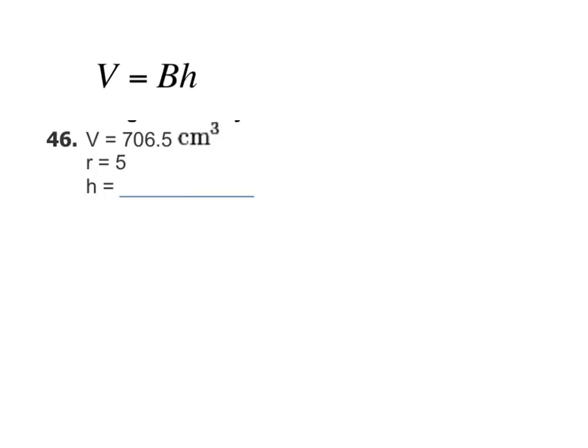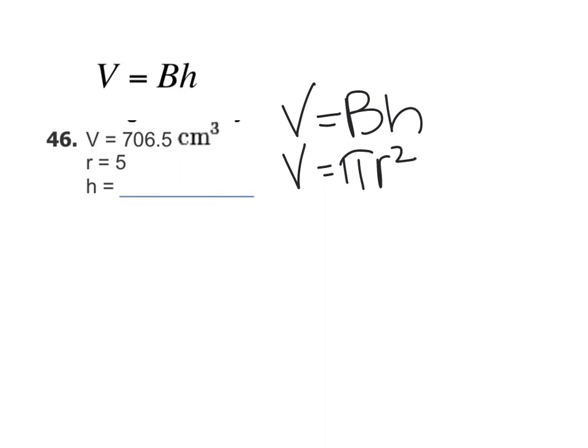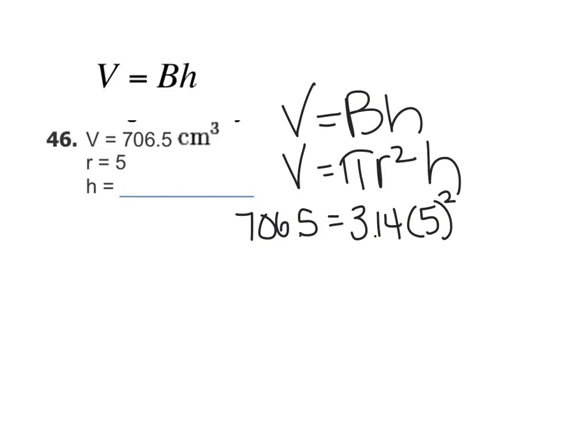All right, so in this case, we're given the volume, we have the radius, and we're looking for the height. So again, we're going to start with our formula. Volume is equal to big B times H, and that big B is just pi r squared, and then we'll have times the H. All right, so let's plug in what we know and we'll solve for what we don't. So I have the volume of 706.5 is equal to then 3.14, and we know that our radius is 5 and squared. And then what we don't have though is the H.